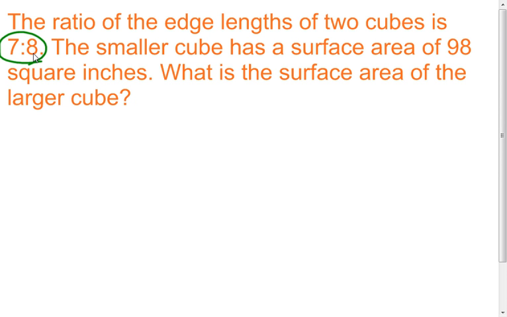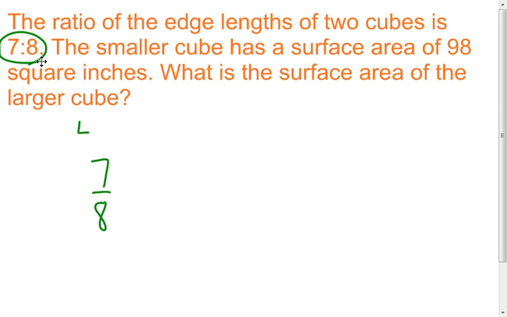It says the smaller cube has a surface area of 98 square inches, and it wants us to calculate the surface area of the larger cube. Well, we could probably go through and actually figure out the side lengths of the smaller cube and then use this ratio to get us to the lengths of the longer sides in the larger one, but I think we have another method here. So I'm going to write down this ratio of 7 over 8. Now, that's the scale factor, or I like to think of it as the length ratio.